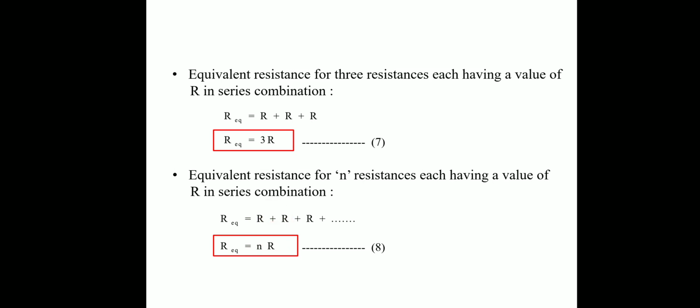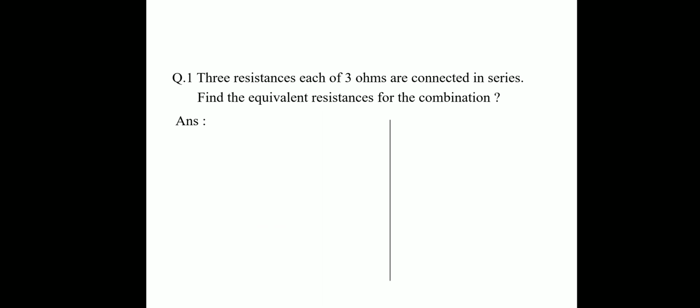Fine. Then there is a question, we'll see. Again, there are a total of three resistances, and every resistance has a value of 3 ohms. Each of 3 ohms; very important here is each. That means every resistor has a value of 3 ohms and they are connected in series. Find the equivalent resistance for the combination. Okay, pretty simple and very easy.